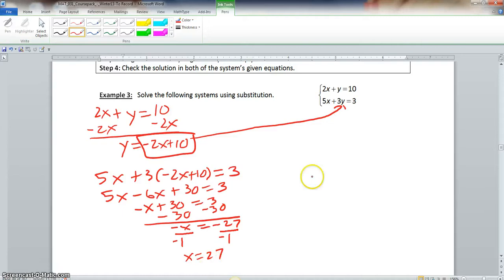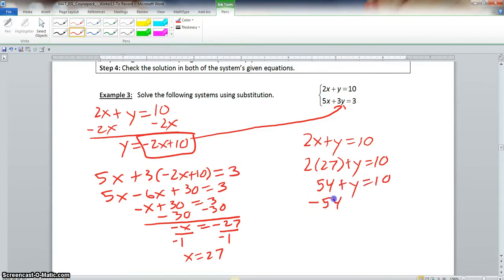Now, what we need to do is this here. We need to go back to one of the original equations, and we're going to substitute in 27 for x. So I'm going to go with the first equation. We have 2x plus y equals 10. So we will have 2 times 27 plus y is equal to 10. 2 times 27 is 54 plus y equals 10. Subtract 54 on both sides, and we will have y is equal to a negative 44. So our ordered pair and our final answer is 27 comma negative 44. And we're done with that problem.